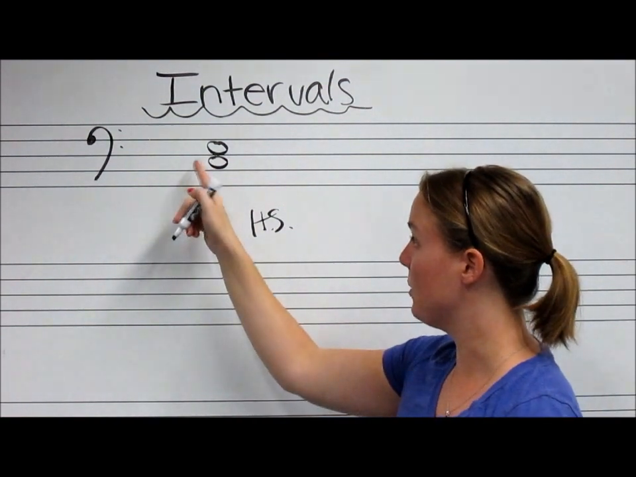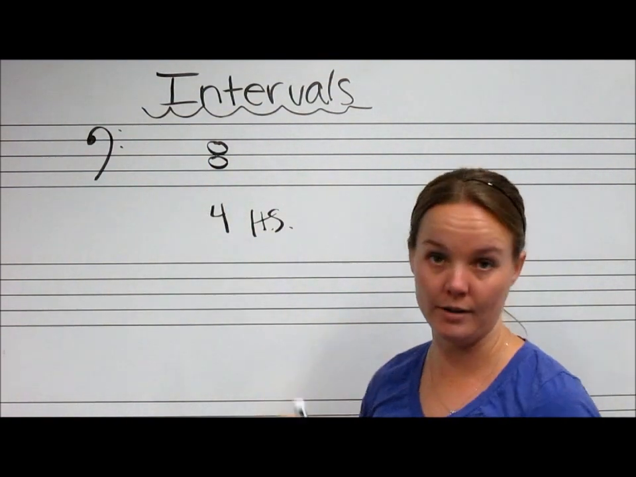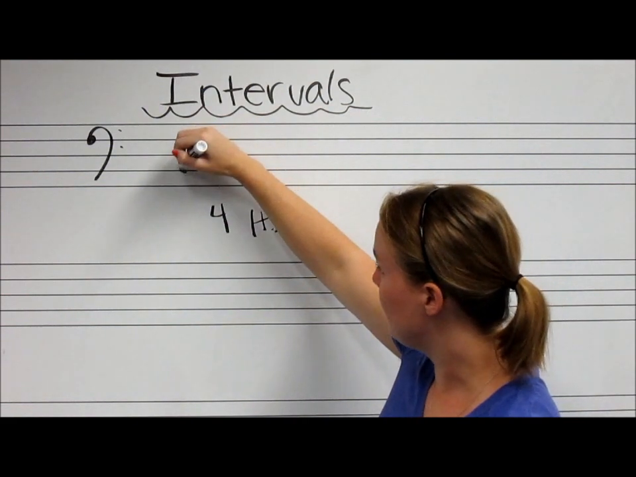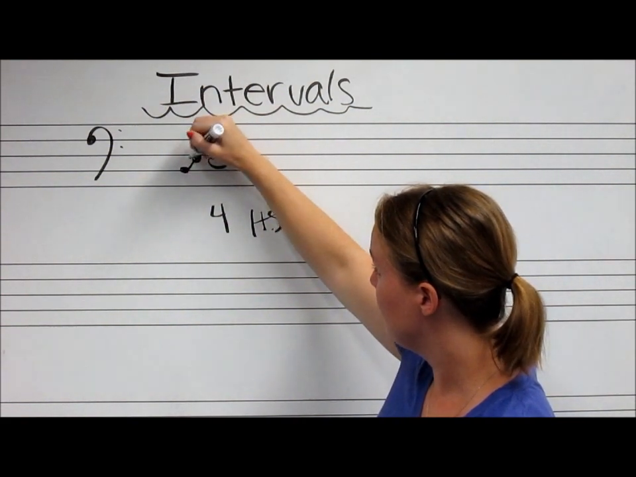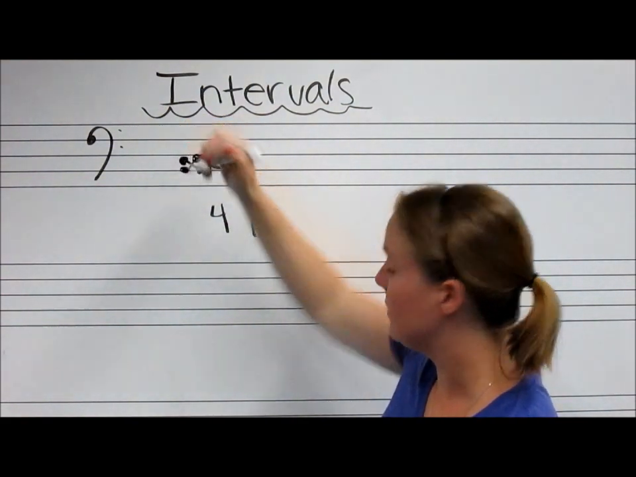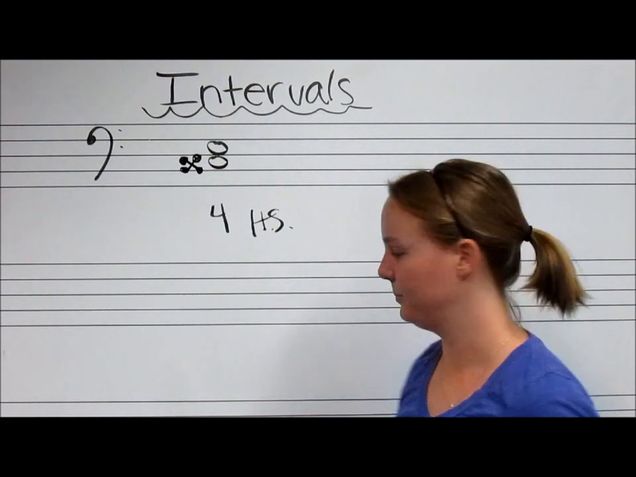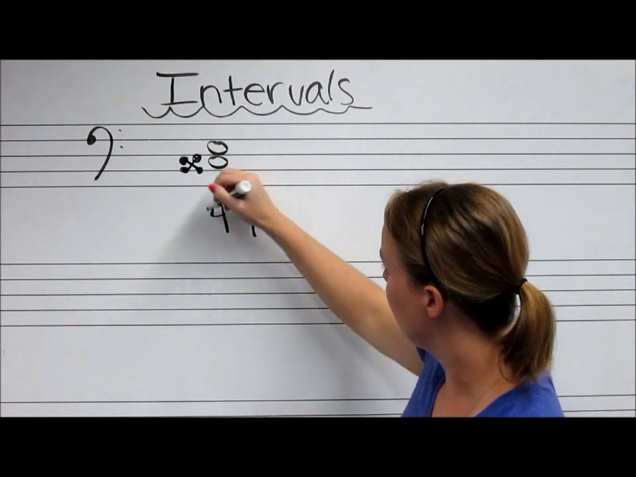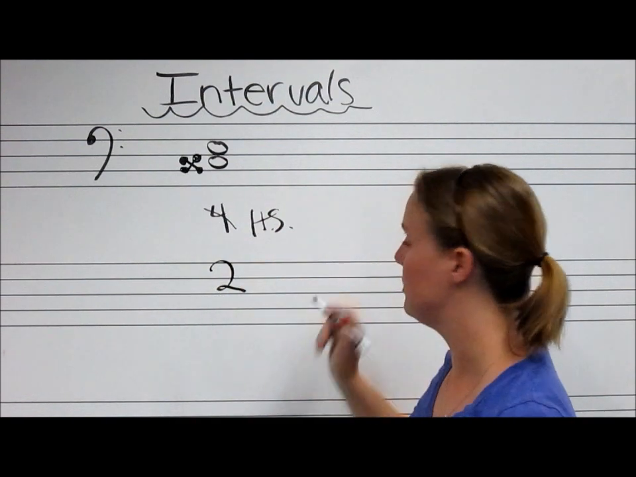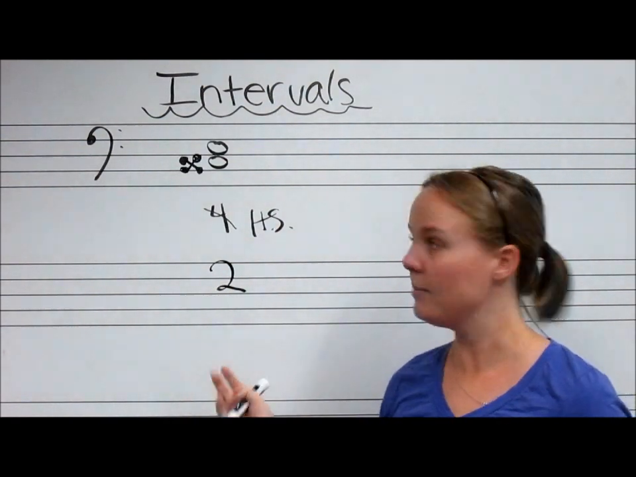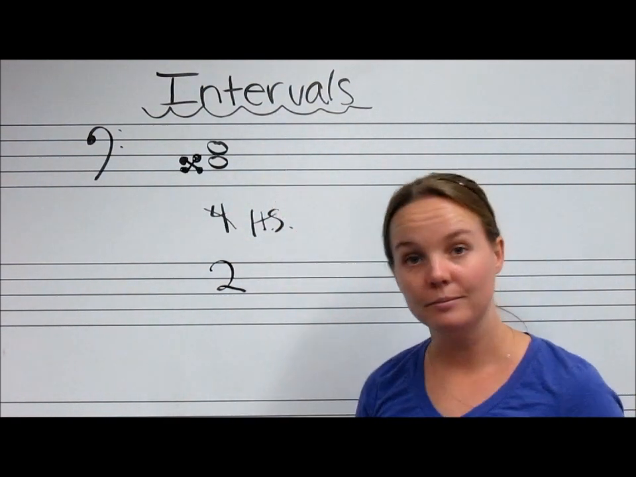So if we're going to make this diminished by raising the bottom note, we'll use a double sharp sign, since double sharp means to raise a note by a whole step. We have now taken away 2 half steps. We're left with 2 half steps, and we have a diminished third.